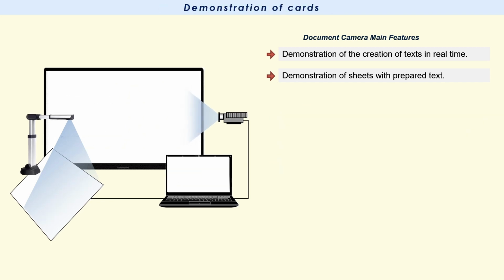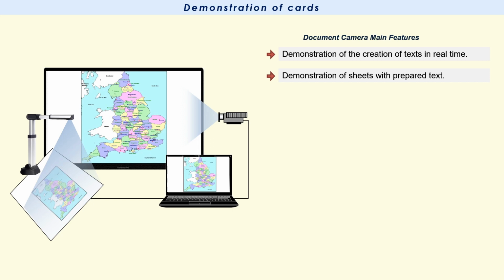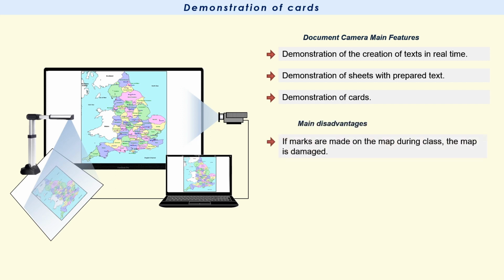The document camera allows you to display various maps, especially if you need to make notes on them. For example, draw arrows. In addition, the document camera allows you to zoom in or out. Major disadvantages. If marks are made on the map, then it deteriorates, and before the next lesson it is necessary to have a new blank map.